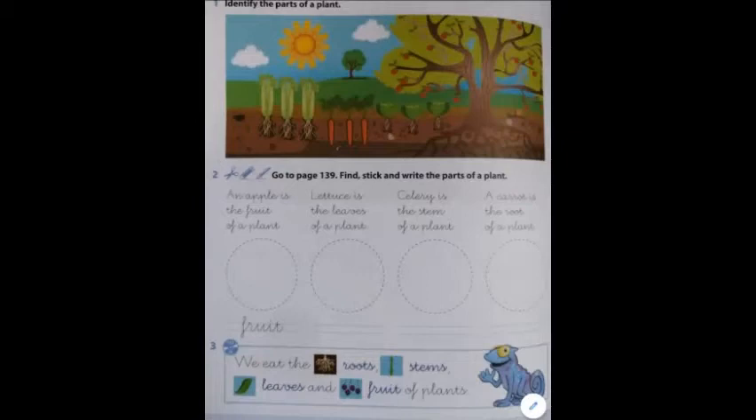And below you have fruit and some lines. What do you think you should write there? Yes, the words are below in blue. Let's read it. We eat the roots, stems, leaves, and fruit of plants. So those words in blue are the ones that you need to write over them, under the stickers, after you paste them.